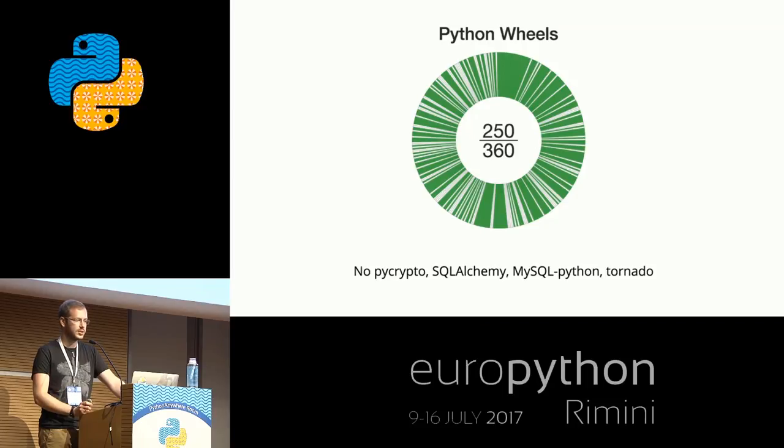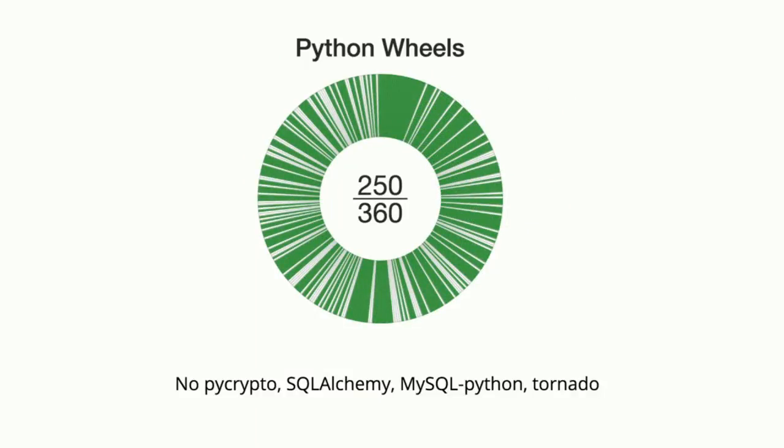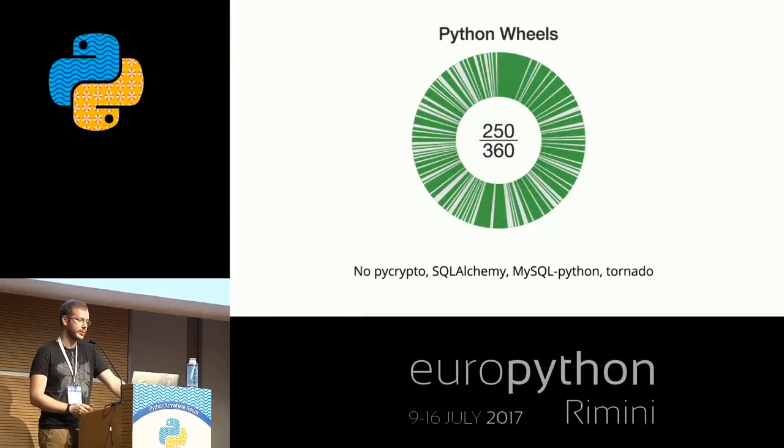There is a Python Wheels website. It's not that up to date. Right now they have 254 packages out of 360 mostly installed ones covered. They still haven't covered PyCrypto, SQLAlchemy. These are the most known packages I picked from the list. I guess this is due to some problems with C components, and that's why mostly these are scripting packages and database packages. But it's moving forward. When I started doing this presentation, it was like 200 of these. Now it's 254. It's going forward.